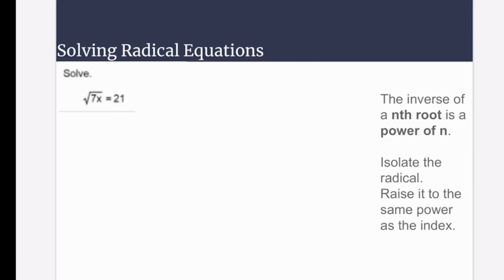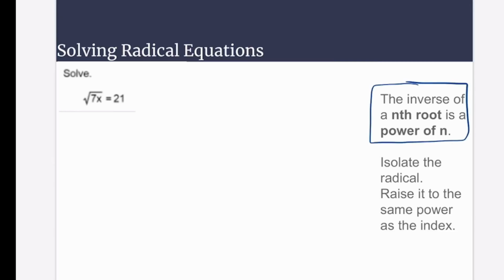Solving radical equations. Every equation, the way you solve it is you do inverse functions. The opposite of adding is subtracting. The opposite of multiplying is dividing. Well, the inverse of an nth root is a power. So I use n because it's going to change depending on the problem that you have.